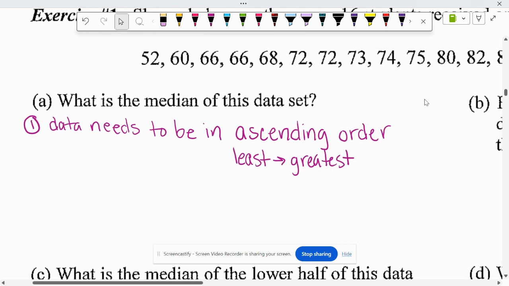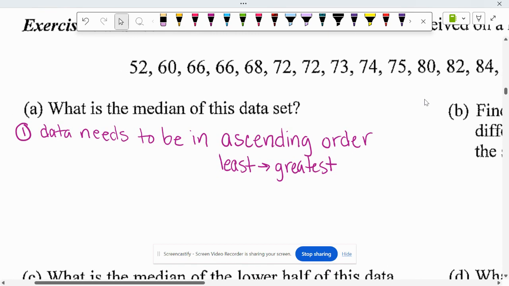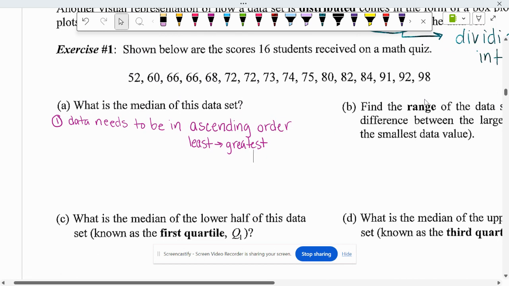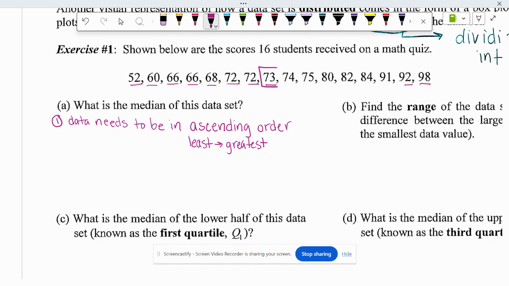I don't think that we've done an activity where we try to find the middle. How many data points are there? 16. What is half of 16? Let's see. 1, 2, 3, 4, 5, 6, 7, 8. Oh no. So both of these numbers are in the middle, right? Remember when we said when we have an even amount of data points, we have to take the 2 middle numbers and find their average.